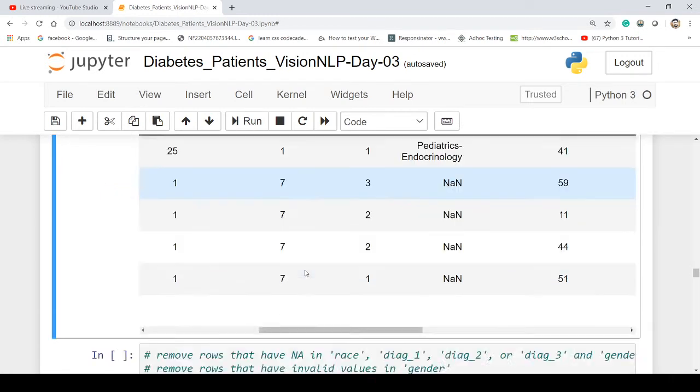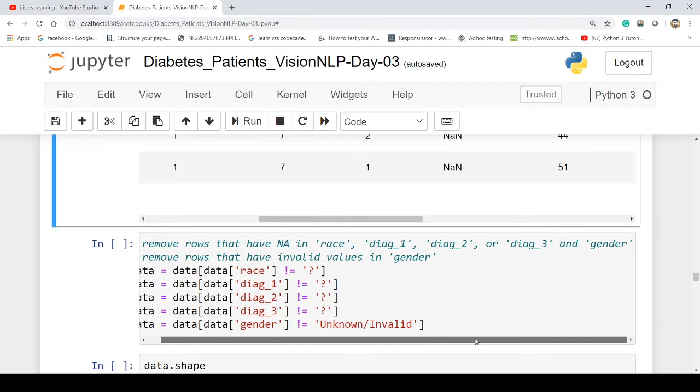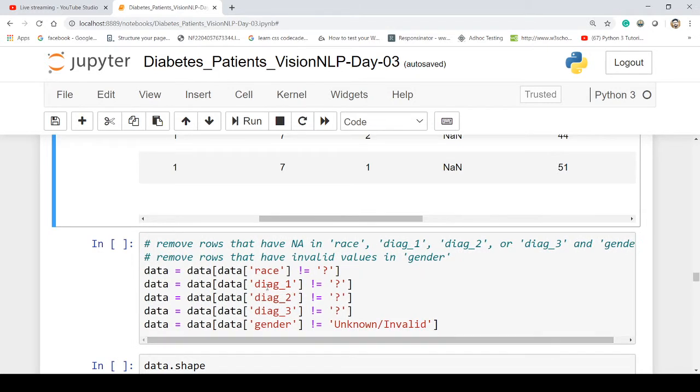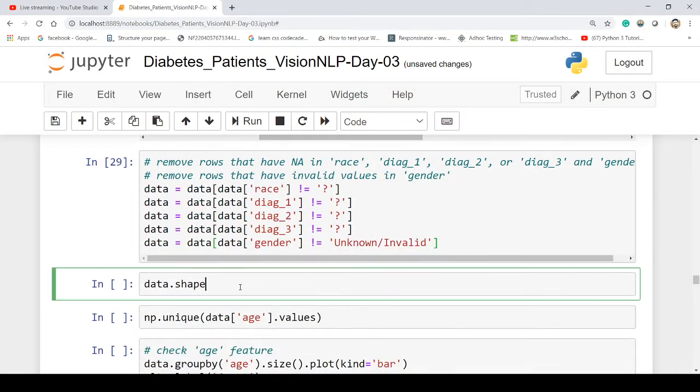Yeah. So we were here. Then what we can do is remove rows that have NA in race, diagnosis 1, diagnosis 2, diagnosis 3, and gender. Remove rows that have invalid values in gender. So in our data, race and these all are columns. We just replace all the question marks with NA in these columns. If you want, you can again check. Now we can check our shape.